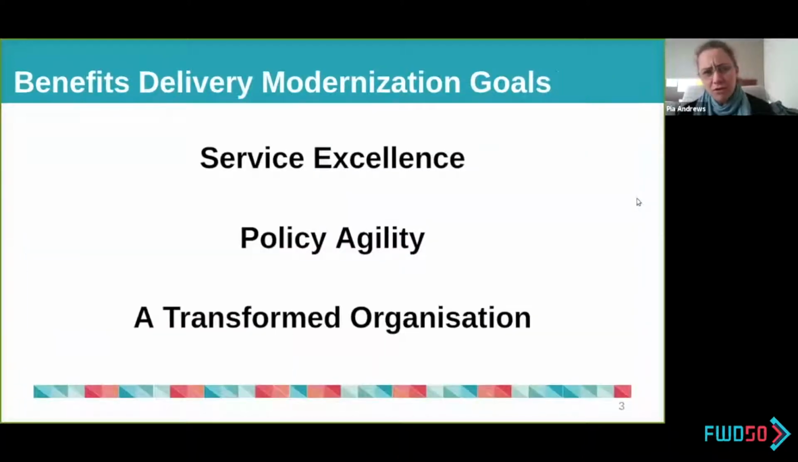So there's three key goals of the Benefits Delivery Modernization Program, BDM: service excellence, policy agility, and a transformed organization. This level of commitment to change is unusual internationally. It's part of the reason I left what I was doing in Australia to actually come work for the Canadian government. It is such an ambitious target, not just focus on improving a service here or making a small change here, but to actually, service excellence isn't just about a great service.